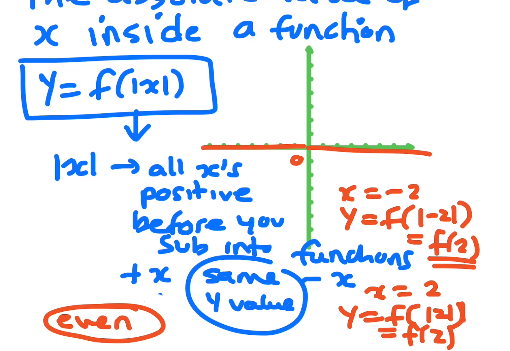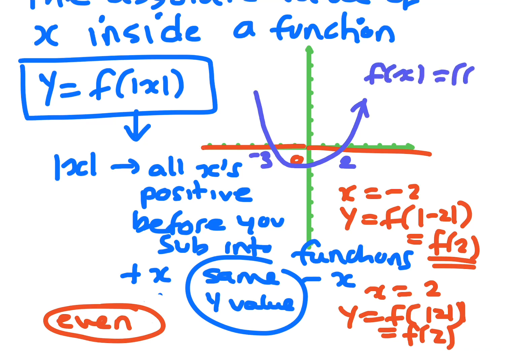So let's say, for example, I sketch this curve here. We go like that through there. Okay, so that one goes through minus 3 and that one goes through 2. Now, basically what this means is f of x equals f of minus x. It will be even. And because it is even, if I look at the positive side of the graph, all I've got to do is reflect it in the other half. I'm reflecting it in the y-axis.